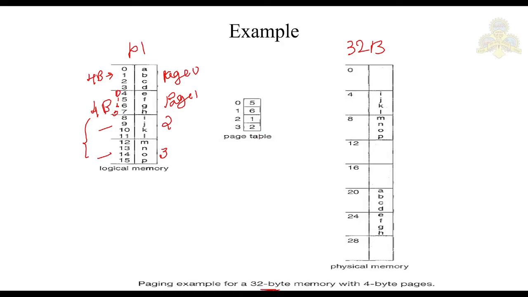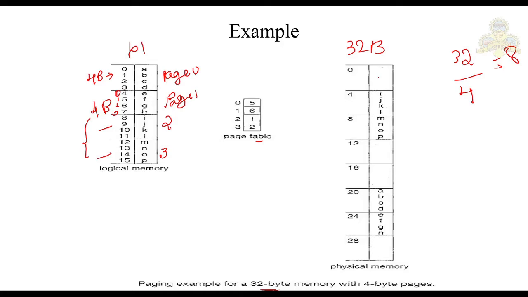Then we have this page table, which gives the mapping of which page is present in which frame. Then we have the main memory, which is 32 bytes, so you have to divide it. We know each page size is equal to the frame size, so each frame should also be 4 bytes. How many frames will be there in the physical memory? You divide the entire physical memory size of 32 bytes by the page size, 4. So you have 8 frames in your main memory.